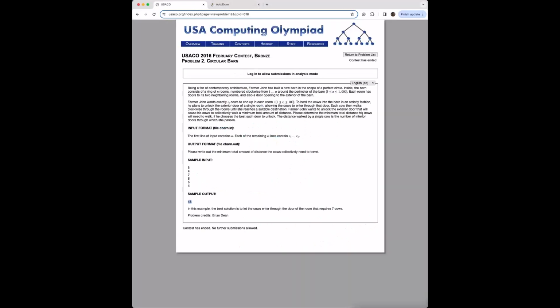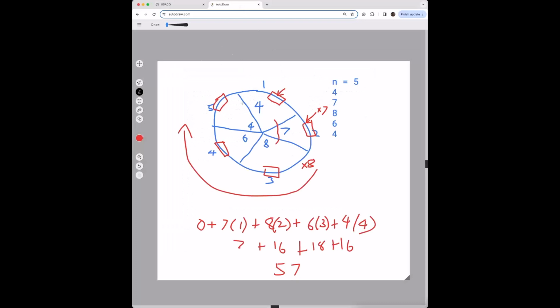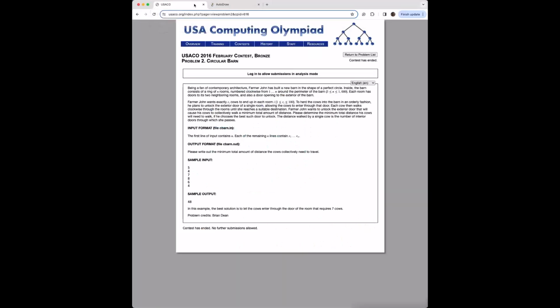So that's my first hint: try some sort of simulation of cows walking through the circular barn. And there is one little bit more tricky part of this implementation, but I'll explain that in the next video. Thank you.